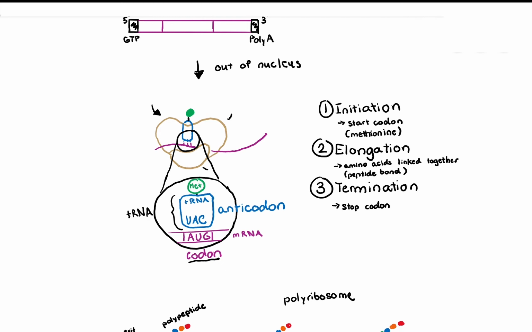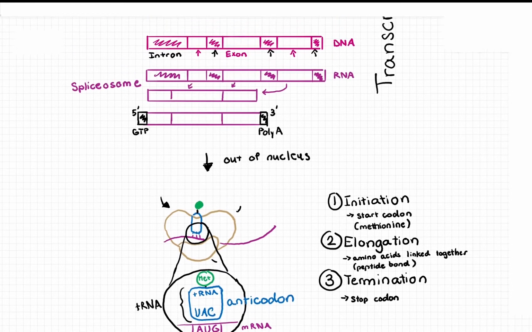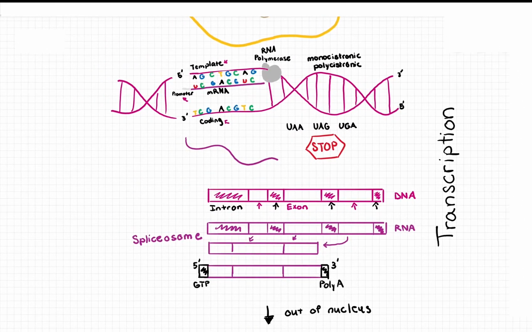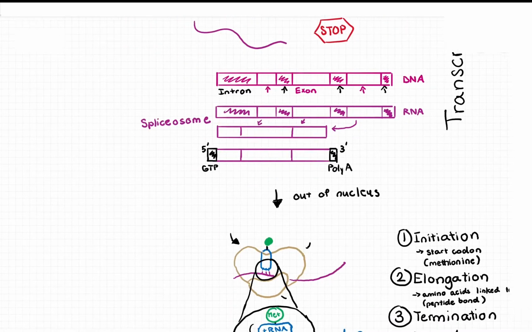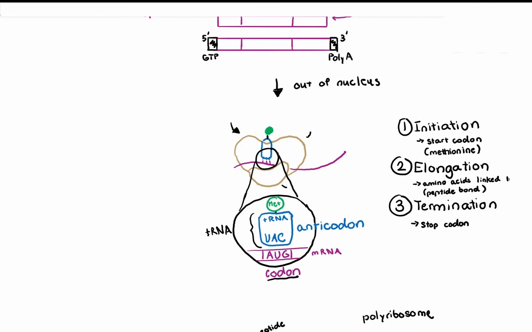Now let's take a look back at transcription. We were talking about codons back then as well. We had UAA, UAG, and UGA, and these are your stop codons. Once your ribosome reaches the stop codon at the end of your mRNA, it'll stop making your polypeptide. Now that we understand the interaction between your mRNA and your tRNA, let's talk about what occurs in the ribosome.